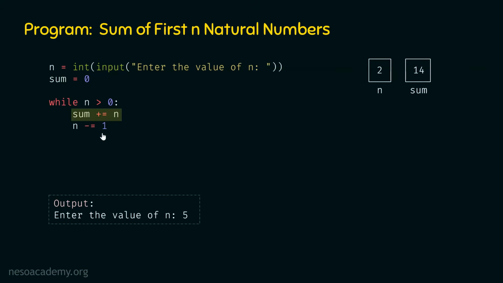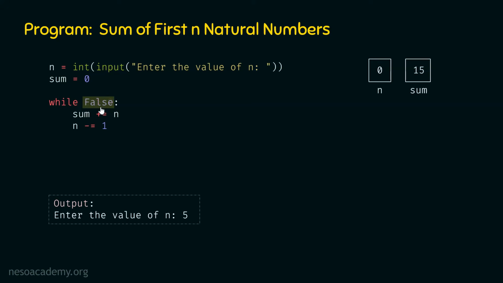After this, we must decrement the value of n by 1. We will get 1 here. Now we again check this condition. N is still greater than 0. We must get inside this while loop. Add n to sum. N is 1 and sum is 14. So we will get 15 here. And after this, n is decremented by 1. This becomes 0. Now we again check this condition. But this time condition is false because n is not greater than 0, n is equal to 0. Hence we'll get false here.